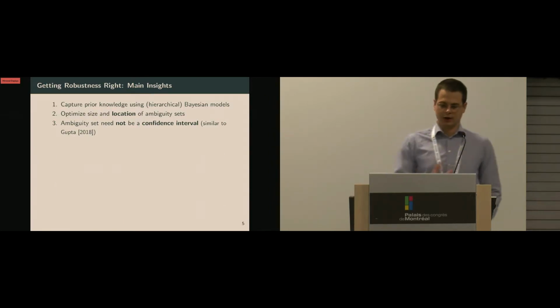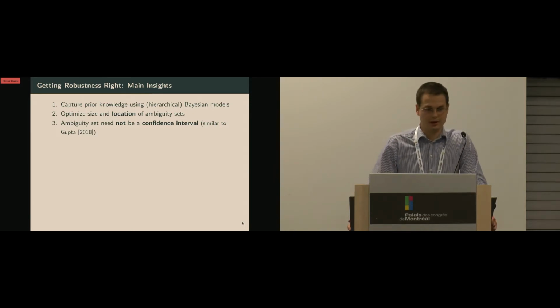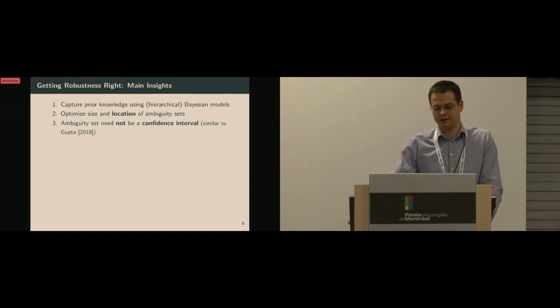So our goal in this work is to improve on this, and these are the three main ideas that we're using. First of all, we want to capture any possible prior information using Bayesian models. Then, instead of simply constructing the set around the maximum likelihood estimate, we simultaneously optimize the size and the location of these ambiguity sets. And third, and for me, most surprisingly, we realized that these ambiguity sets that we're constructing need not be confidence intervals at all.